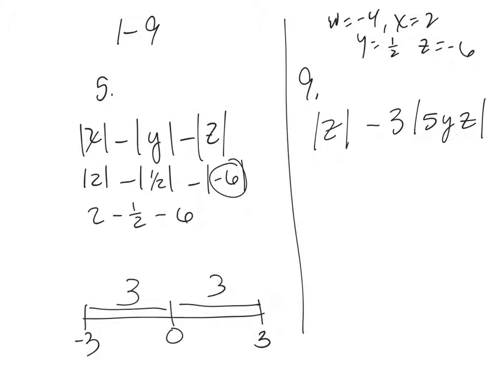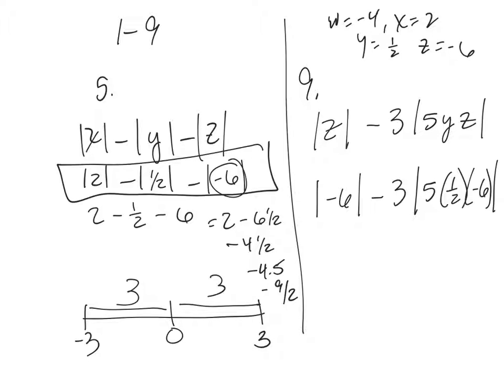So it's 2 minus 6.5, which is -4.5, -4.5, anything like that. -9/2, any one of those work. So this -6 comes out as a 6, and this 3 stays where it is. We're going to work on this middle part for a while.